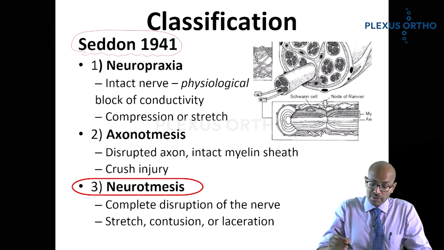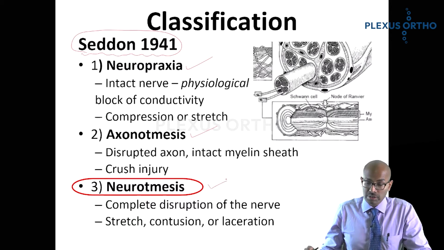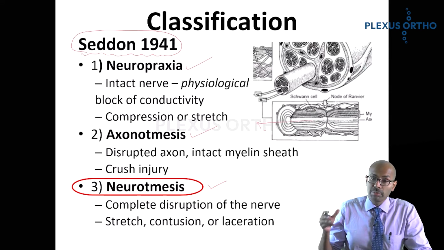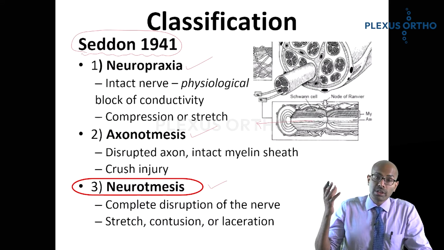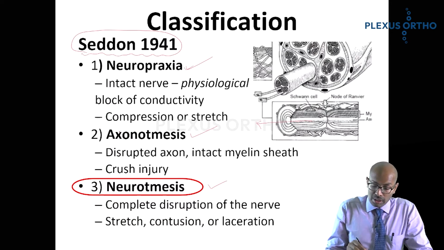So Seddon gave 3 classifications. First, he called it neuropraxia, first level. The second level is called axonotmesis. Type 3 is neurotmesis. When the myelin sheath is only injured without disruption of the internal axon, endoneurium, epineurium, or perineurium, then it is called neuropraxia. It is usually because of a compression or a stretch.